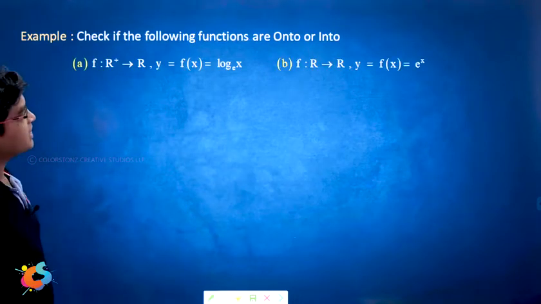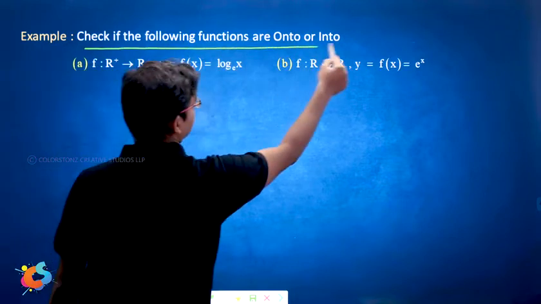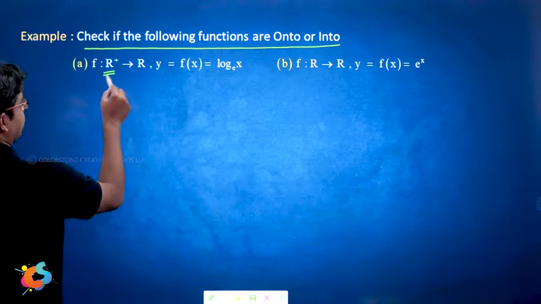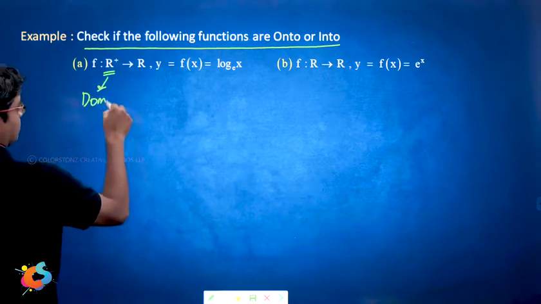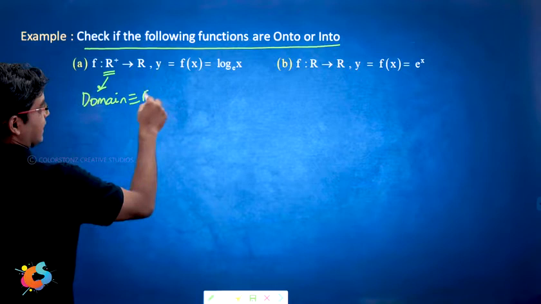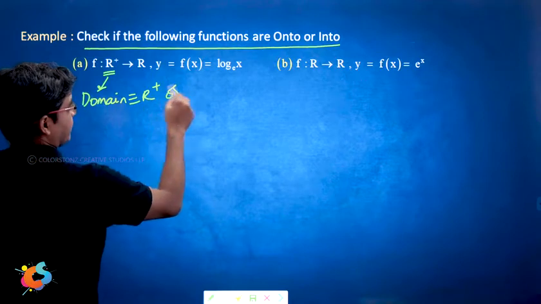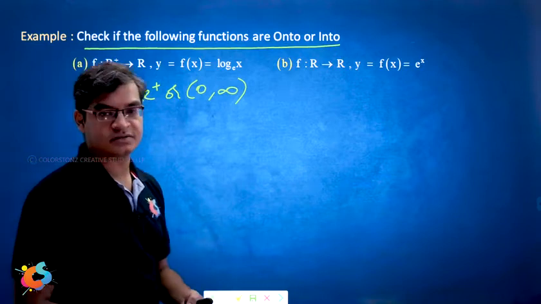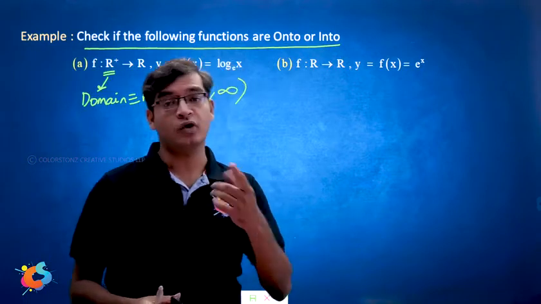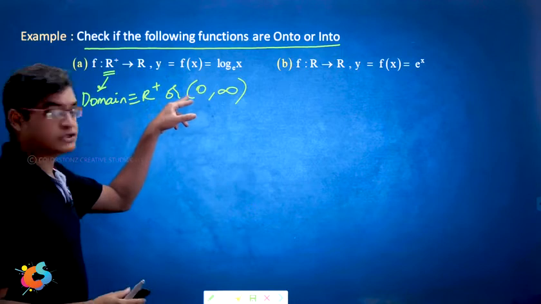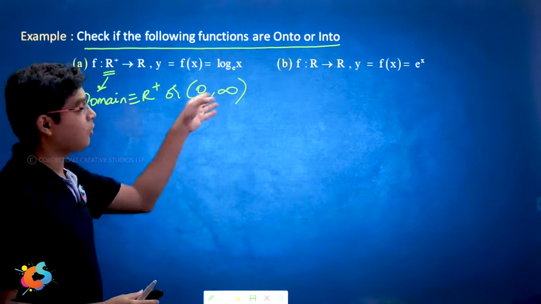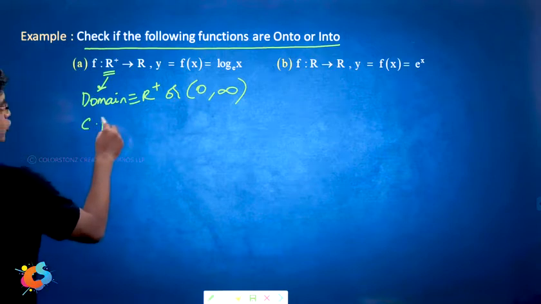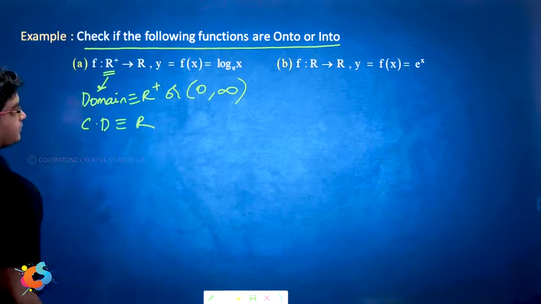Now let us take some more examples. Check if the following functions are onto or into. The first function is having its domain as R plus. What is the meaning of R plus? You can write R plus as 0 to infinity. All positive real numbers. 0 is neither positive nor negative, so therefore 0 is not included here. All positive real numbers, that is written as R plus. And what is our codomain? That is all real numbers.